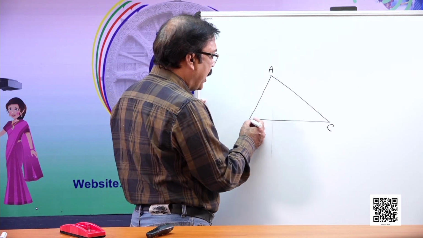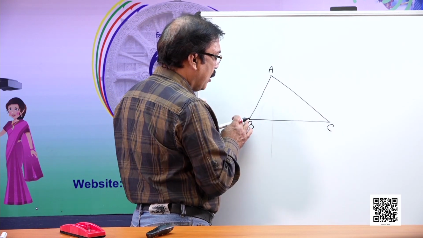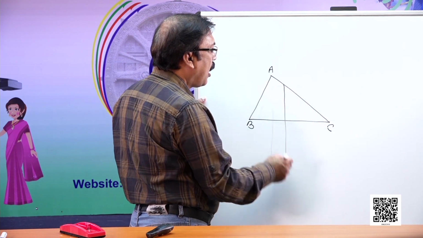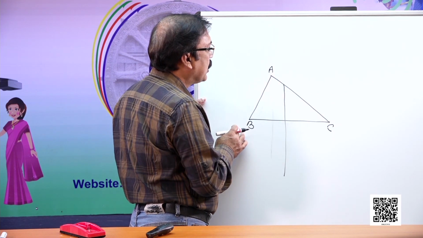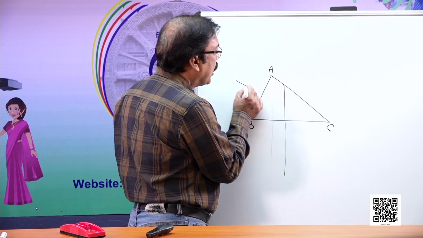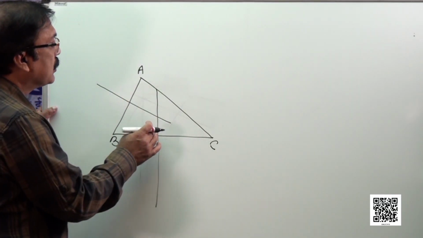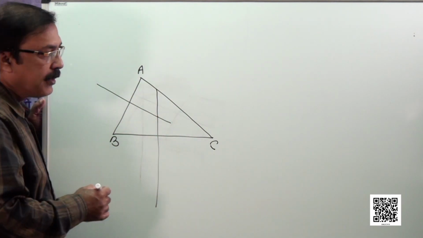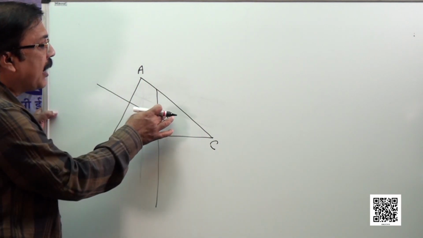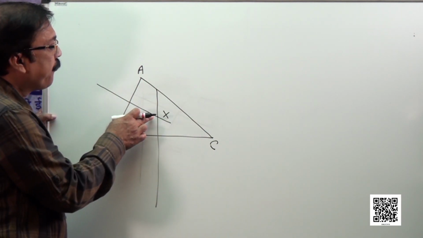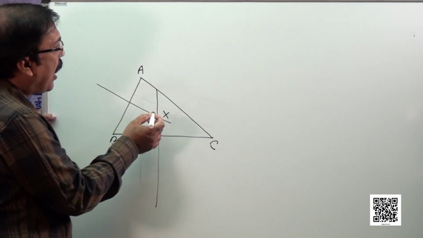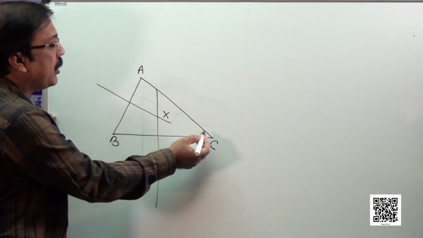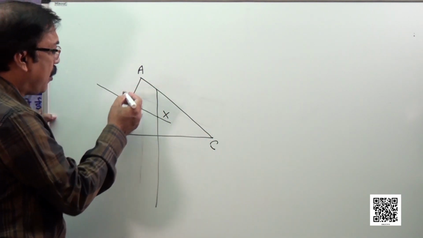So again, by drawing the perpendicular bisector of BC and the perpendicular bisector of AB, we get that the perpendicular bisectors of two sides intersect each other at a point. Let it be X. So by taking X as the center, as X lies on the perpendicular bisector of BC, it is equidistant from B and C. Similarly, X is equidistant from A and B.